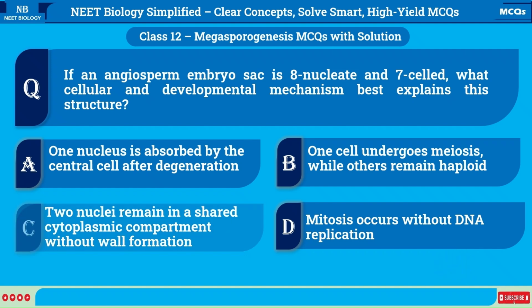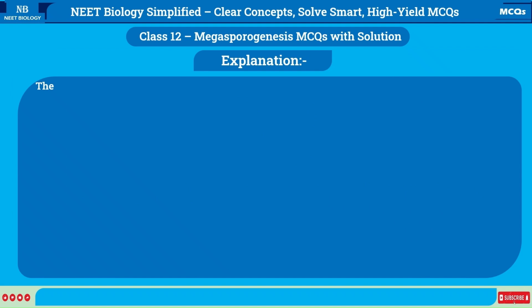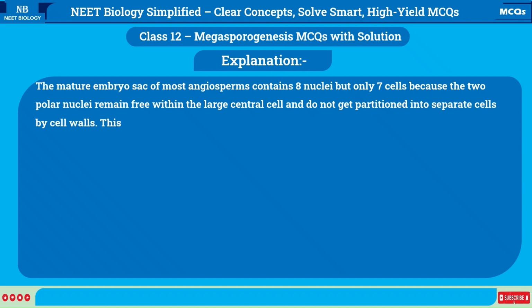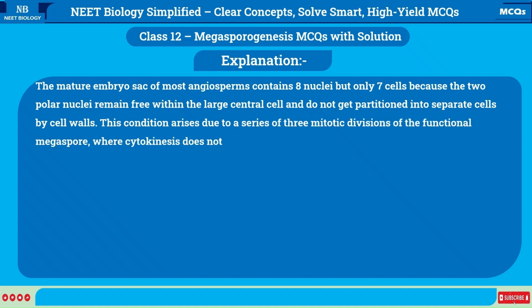Correct answer is C. Two nuclei remain in a shared cytoplasmic compartment without wall formation. Explanation: the mature embryo sac of most angiosperms contains 8 nuclei, but only 7 cells because the two polar nuclei remain free within the large central cell and do not get partitioned into separate cells by cell walls. This condition arises due to a series of 3 mitotic divisions of the functional megaspore, where cytokinesis does not occur after each nuclear division, leading to a coenocytic, free nuclear, structure.